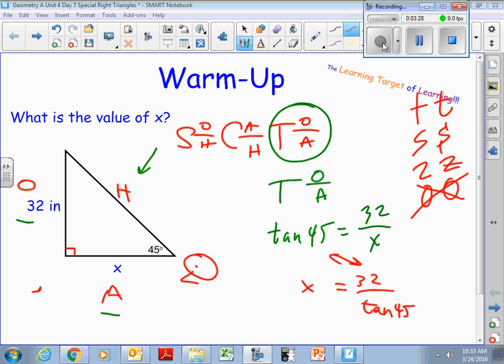Do me a favor in your calculators. Please punch in 32, hit the division symbol, then hit tan 45. Let's see what the answer is. One person says 32, which is a little bit weird because there's a 32 there. Let me get a confirmation. 32 top. Anybody else get an answer there? That's kind of weird, but I'll go with it. Oh, there it is, okay.